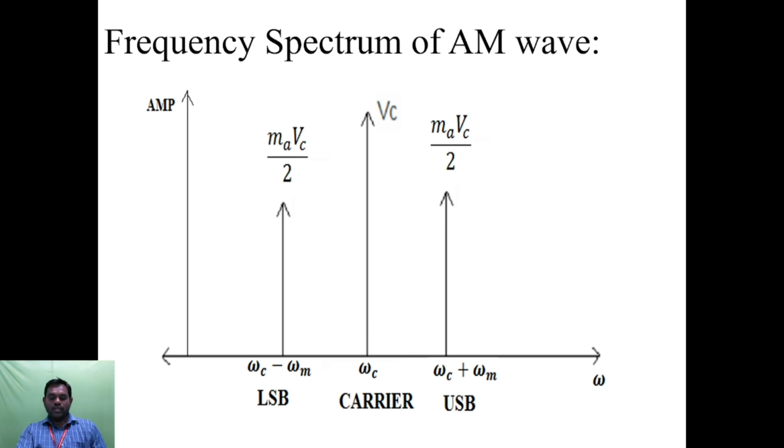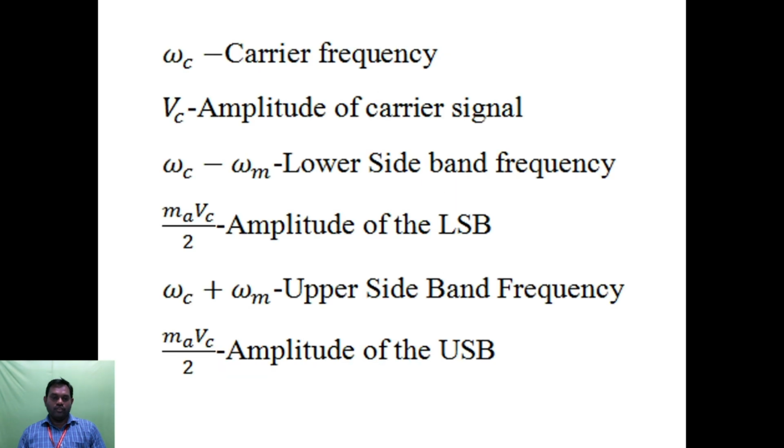In USB, upper sideband, omega c plus omega m is called the upper sideband, and Ma Vc by 2 is called the amplitude of the upper sideband. Similarly, the lower sideband also has amplitude Ma Vc by 2. This is called the frequency spectrum of the amplitude modulated wave.